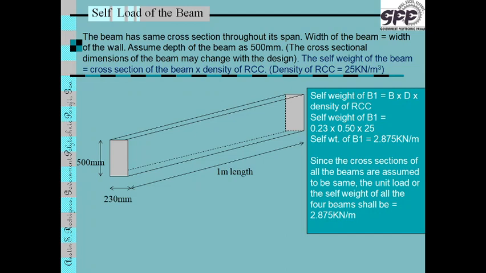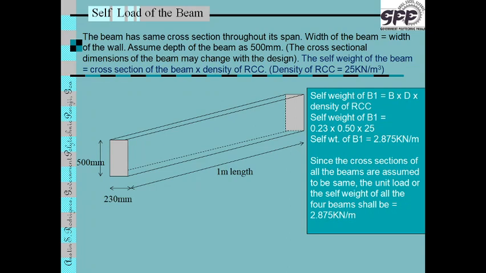Now let us look at the beam itself. These beams B1, B2, B3 and B4 are rectangular in cross section, and they will be possessing their own self weight. The beam has same cross section throughout its span. We have kept the width of the beam equal to the width of the wall. Let us assume over here the depth of the beam as 500 mm.